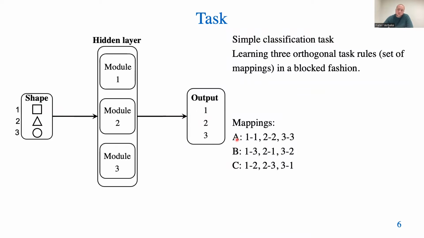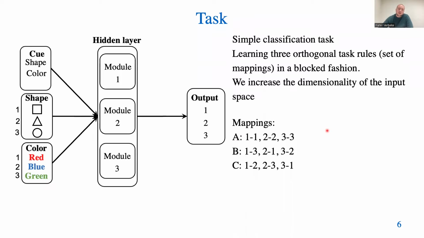So in rule A, for example, shape 1 should go on card deck 2, shape 2 on card deck 2, and for rule B, shape 1 should go on card deck 3, and so on. In separate simulations, we also increased the dimensionality of this input space. So then you could have 2-dimensional stimuli where you have shape and color, and the cue is telling the agent whether it should classify based on the shape or based on the color. And then there was also another simulation where we added a 3rd stimulus dimension.